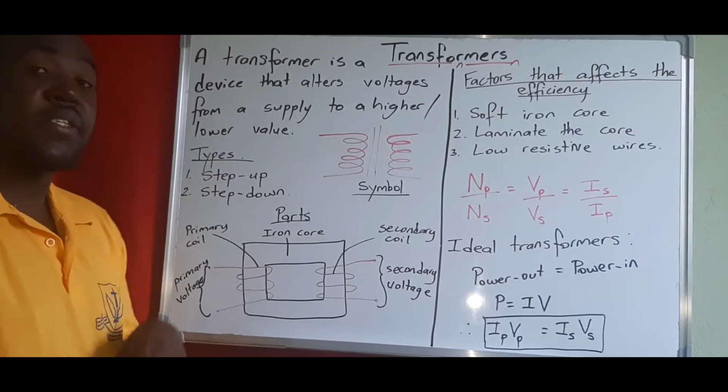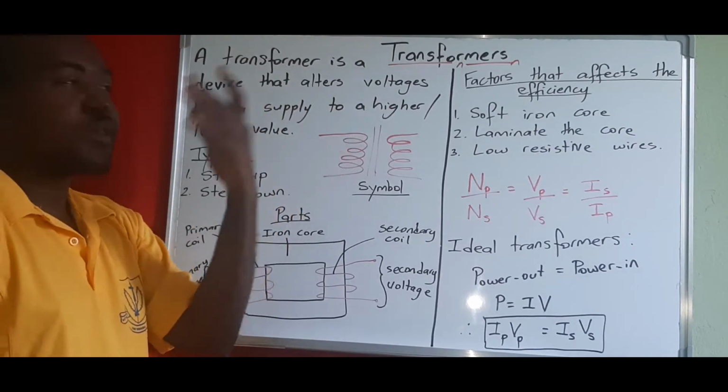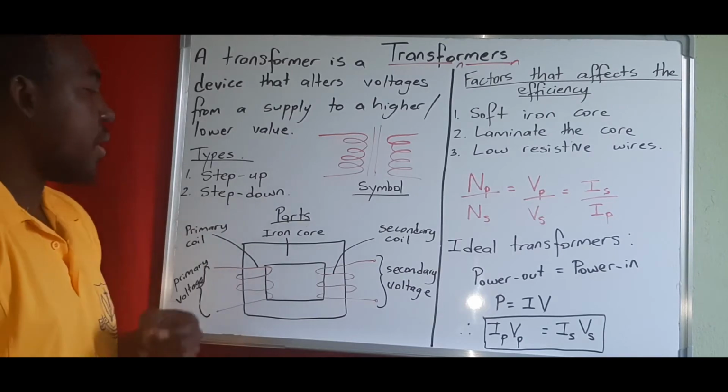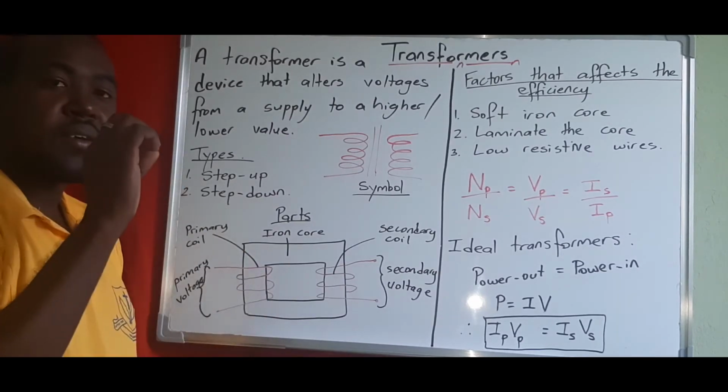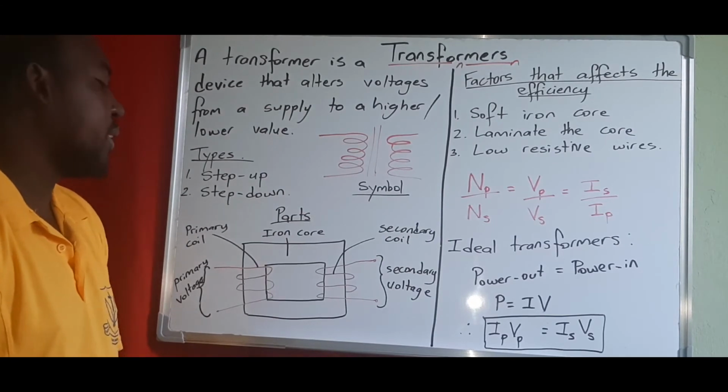Now the types of transformers we have: to make it higher, which is step up, or to make it lower, which is step down. So we're just going to look now at how we can look at a transformer and know if it's a step up or a step down transformer.